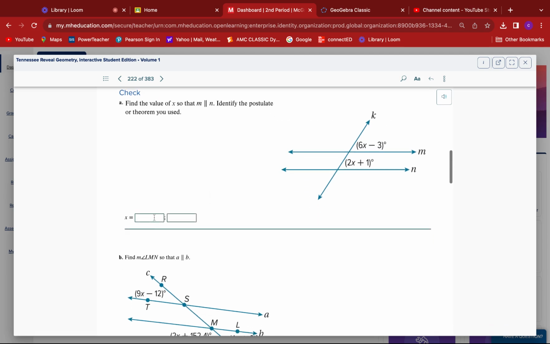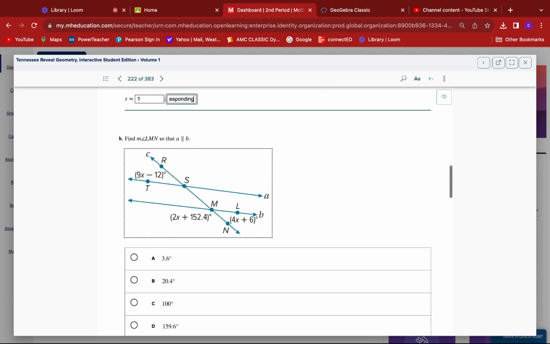Oh my goodness, give me a place to do it. So put 6x minus 3 equals 2x plus 1. Solve it. So let's see, 6x minus 2x is 4x. Add 3 to the other side to get a 4. 4x equals 4. Looks like x equals 1. Identify the postulate: corresponding angle.